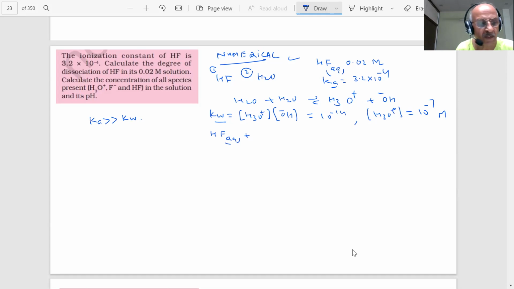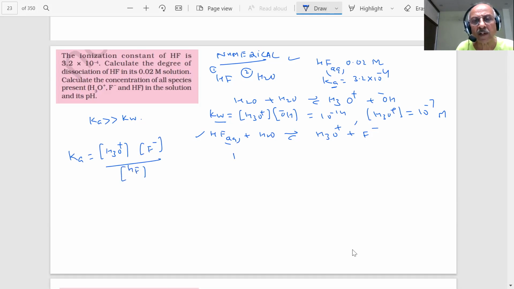If I put HF in water, student, what is going to happen? Which will donate a proton, H2O or HF? We will get H3O plus and F minus. Of course, this is aqueous, no problem. So this is the main reaction which is taking place, and you know that Ka for this will be equal to H3O plus into F minus divided by HF.